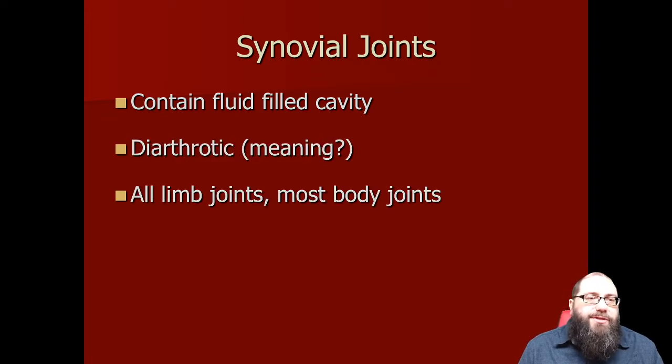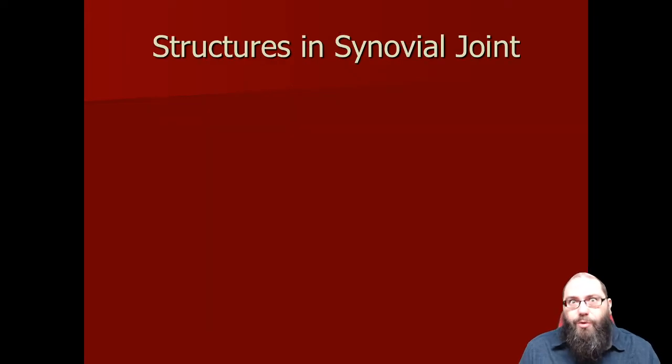So synovial joints, they contain a fluid-filled cavity. They're diarthritic, meaning they are freely movable. And it includes all limb joints and most of your body joints. So the most common joint is a synovial joint, or a diarthritic joint.